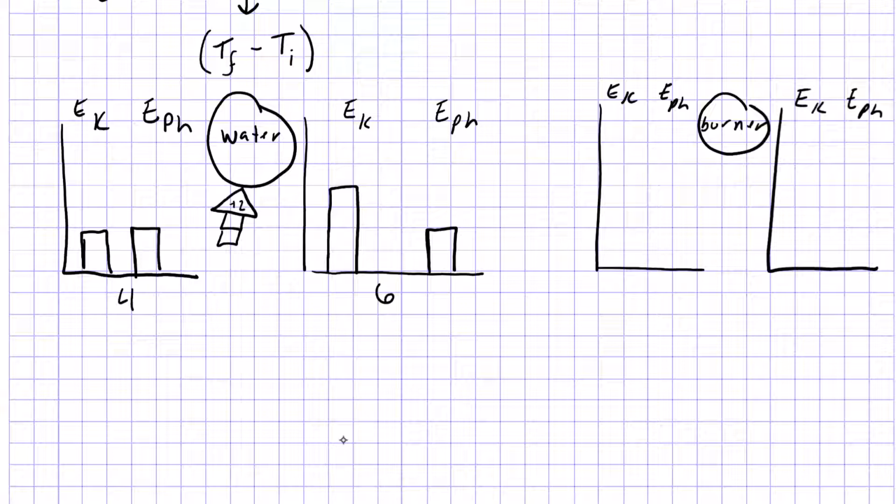Well, my burner starts out as pretty darn hot, right? So I'm going to say that my burner starts out at 5. Phase energy, it's a solid. Well, afterwards, my phase energy is also a solid. However, I need to figure out what energy.